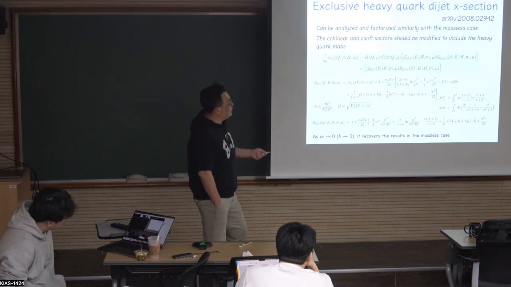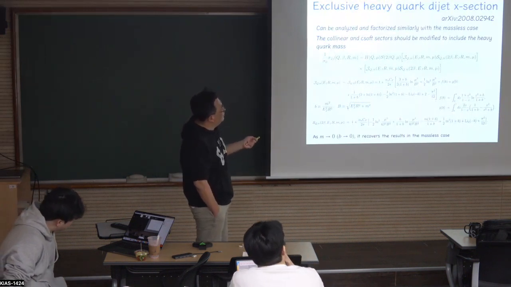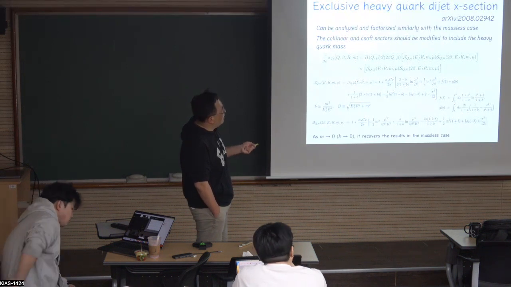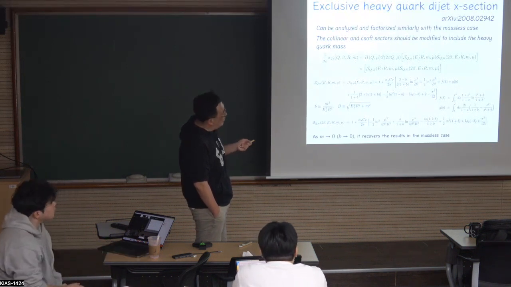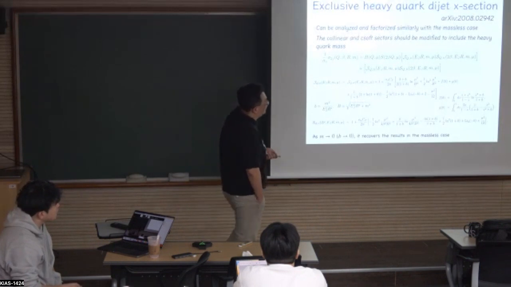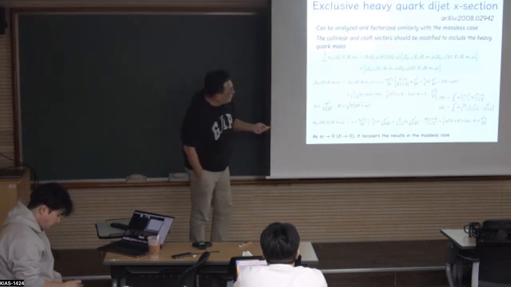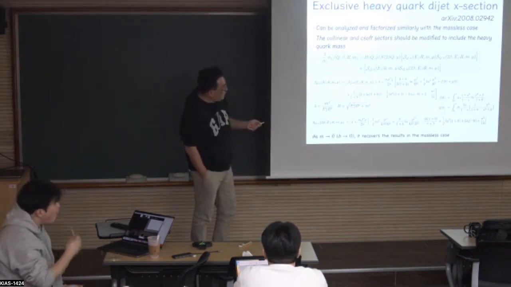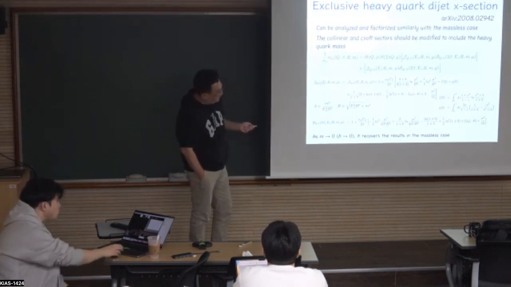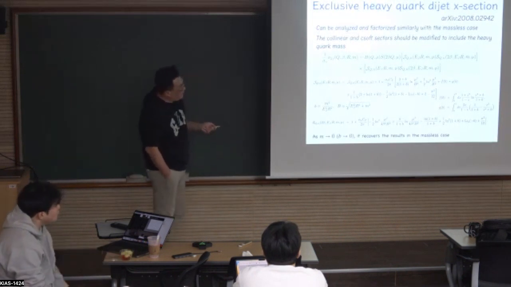So when you include the heavy mass, the calculation becomes much more complicated. But at the end of the day, as I just completed that, here is B. The parameter B is given as M squared over E squared times R squared. Here B is the square root of E squared times R squared plus M squared.